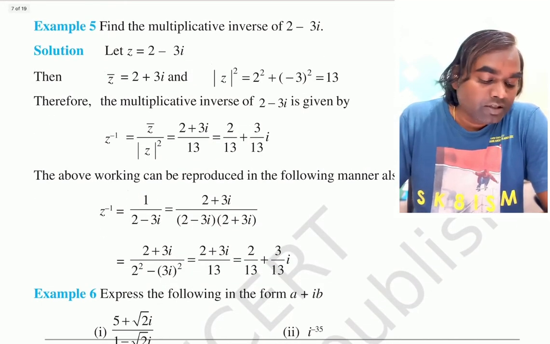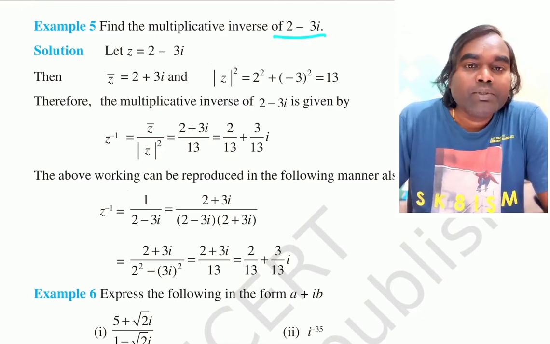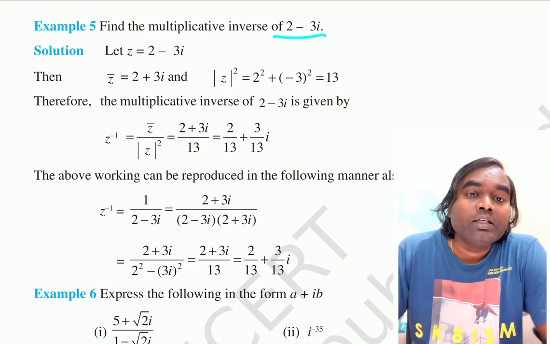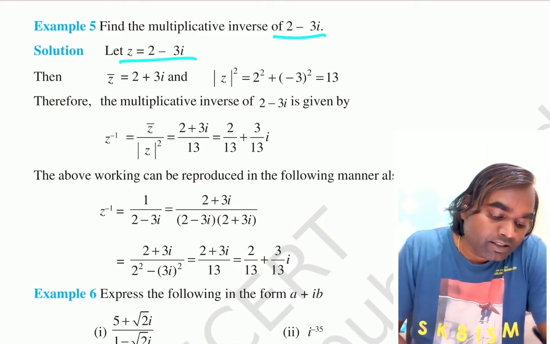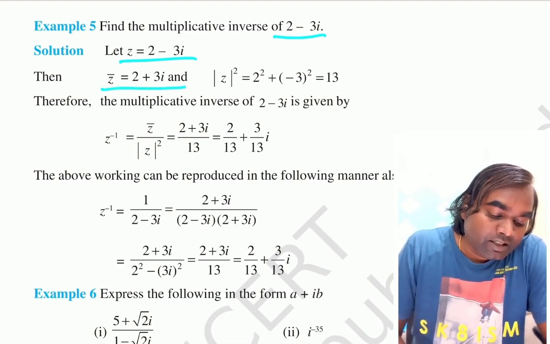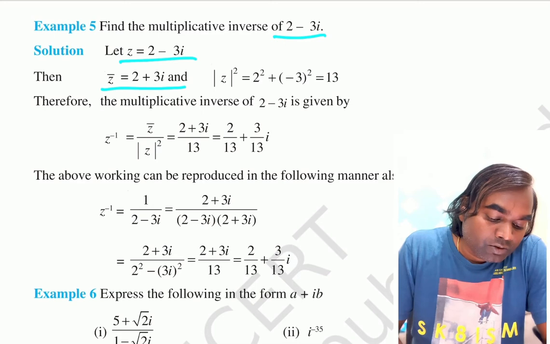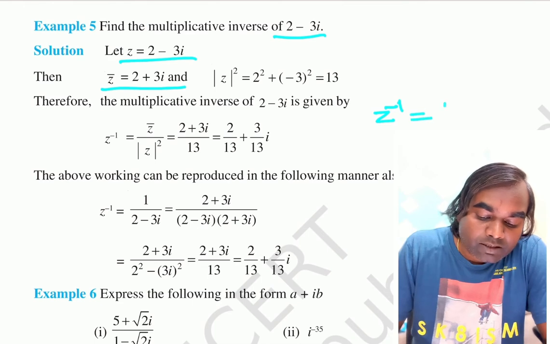So you can solve example 5. Find the multiplicative inverse of 2 minus 3i. That means you have to find the inverse of 2 minus 3i, so that the multiplication of these two numbers gives one, the multiplicative identity. That will be given by 1 by 2 minus 3i. So z is given, and z bar is equal to 2 plus 3i. Therefore, we have to find the multiplicative inverse, that means z to the power minus 1 is equal to 1 by z. We have to find this.